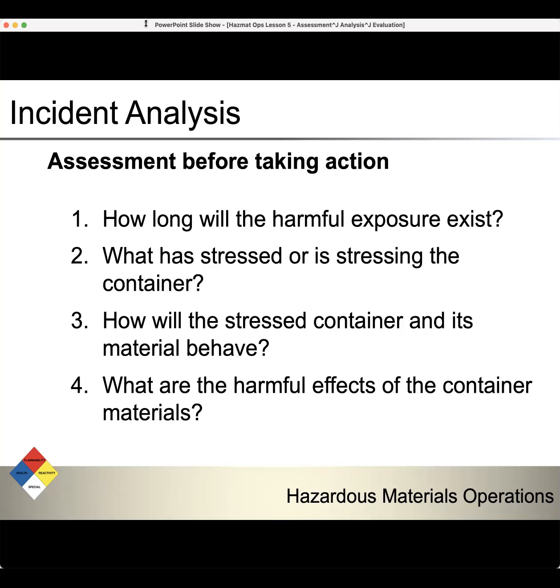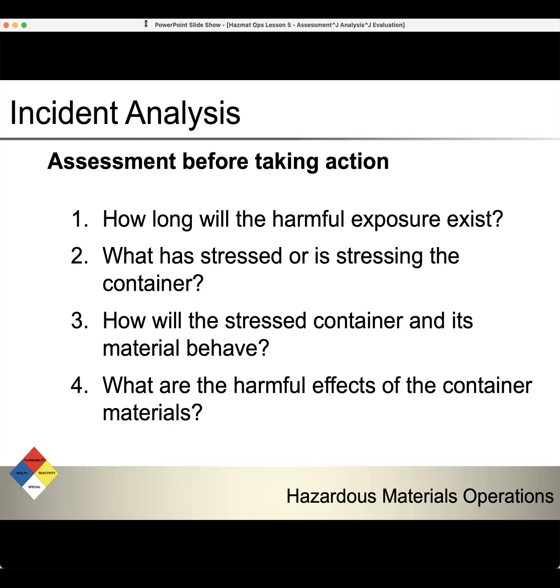So how long will that harmful exposure exist? If it's going to be really quick, then we probably don't want to have people evacuate. We'll have them shelter in place. If it's a long, slow leak and the wind's very calm and it's not moving very fast, we might have time to evacuate those people.